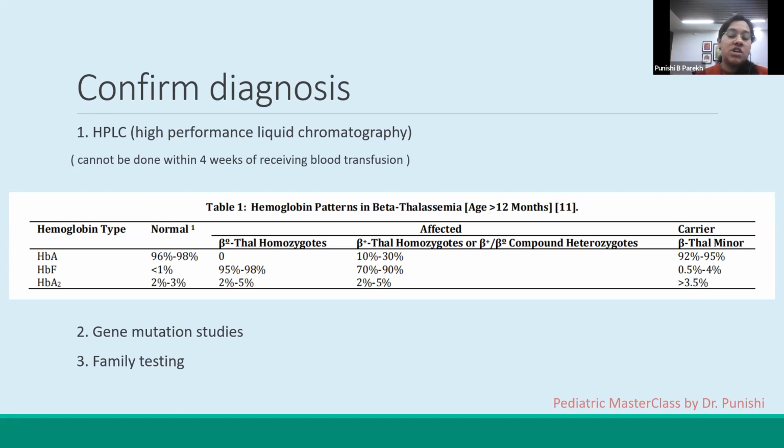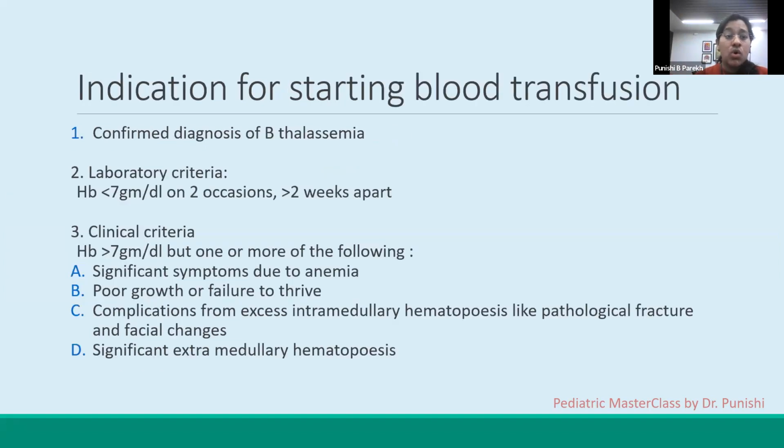Now, let's say this patient turns out to be beta thal major. What are the indications of starting blood transfusion? We know that the mainstay of therapy in beta thal major is repeated, regular, chronic blood transfusions initially, till the time they receive the long-term curative therapy. So, in anybody who's confirmed beta thalassemia, hemoglobin of less than 7 on 2 occasions, more than 2 weeks apart, is an indication for starting blood transfusions.